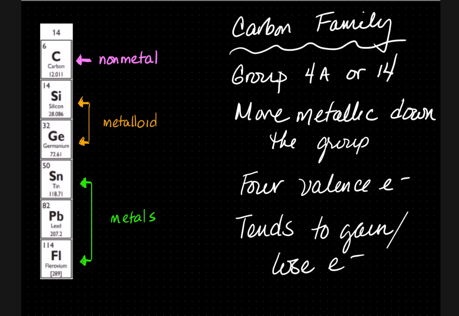Carbon family is group 4A or 14. They become more metallic as you go down the group. They have 4 valence electrons, so they can gain or lose 4 electrons. So they tend to be 4 plus or 4 minus. So they could be a cation or an anion, depending on what they combine with. Carbon is a nonmetal, silicon and germanium are metalloids, and the remainders are metals.